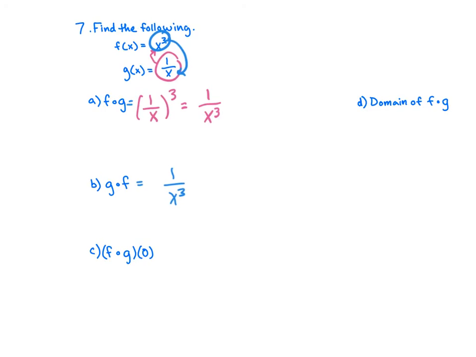To find f of g of 0, we would just plug 0 into our f of g. So this would be 1 over 0 cubed. We can't get 0 in our denominator, so we would just say does not exist, or not possible, or does not exist, I think, would be the option on the test if it is there.